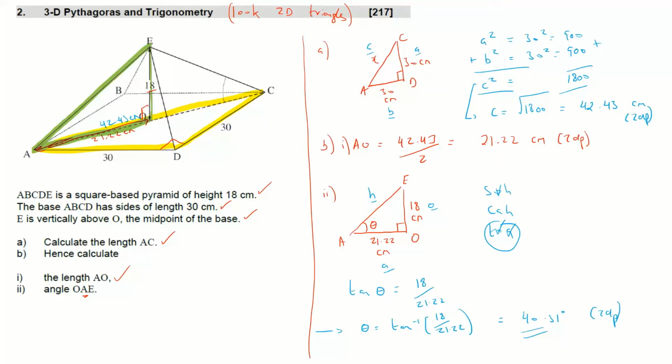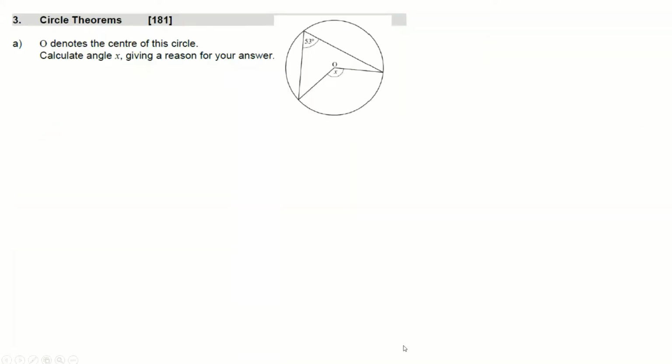Nice one. Question 3 then, on circle theorems. The hardest part here is memorizing all the circle theorems, because there's seven altogether higher tier. Okay, so first one, O denotes the center of the circle. Yeah, no probs. Find angle X given a reason for your answer. Well, this is a very easy one, isn't it? Okay, because it's probably the first theorem you were shown.